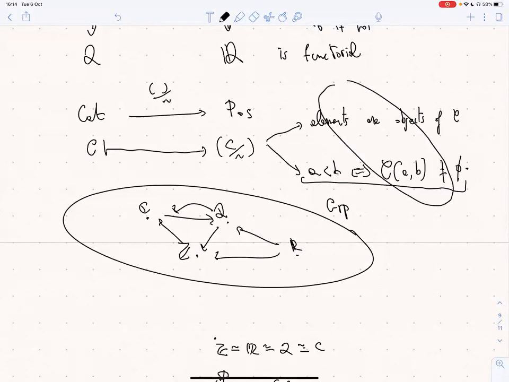Because when you say here A is less than B if and only if there is a map. So for example, look at Z and Q. They are the same then because A is less than B and then B is less than A. So A is the same as B.